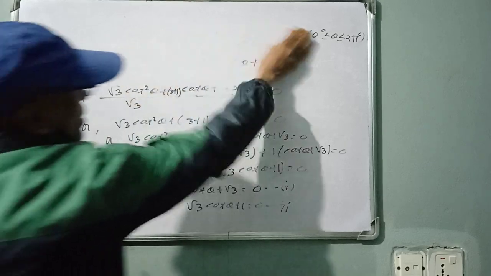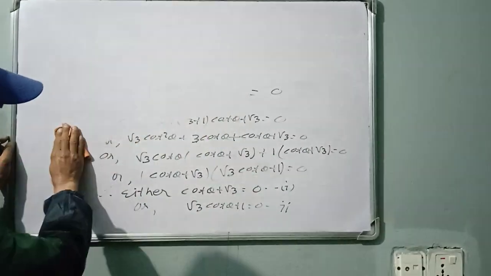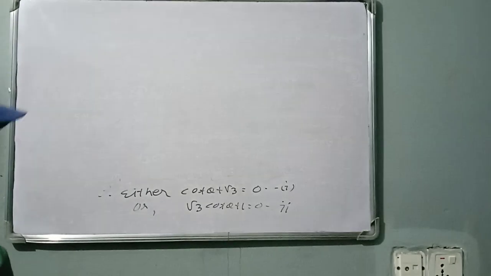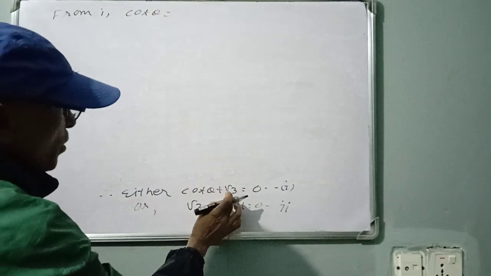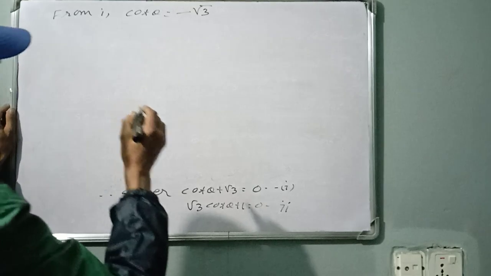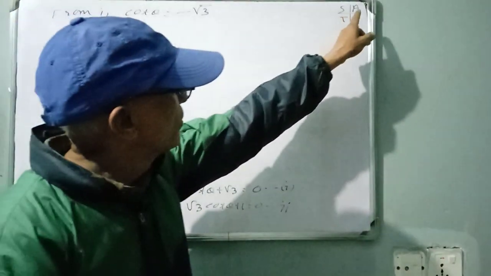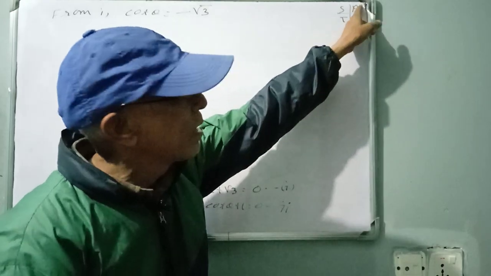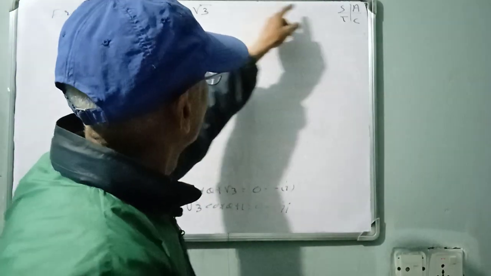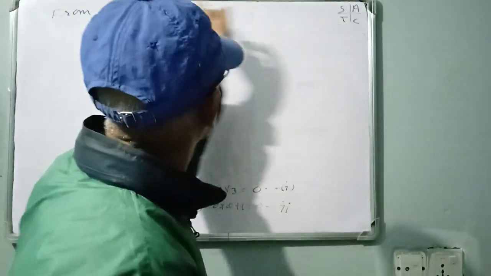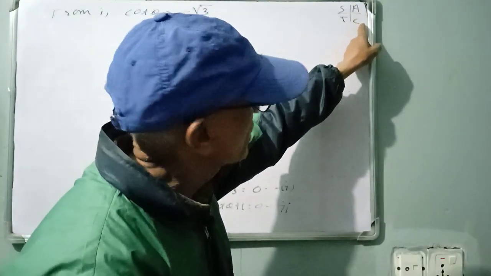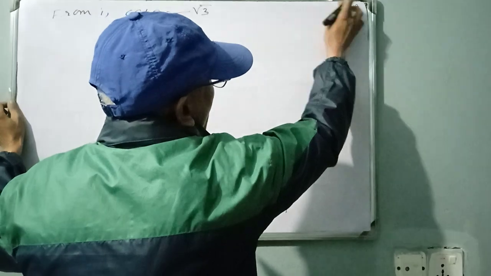Now take equation 1 and equation 2. From equation 1, cot theta plus root 3: without wasting time, transfer plus root 3 to the RHS as minus root 3. Cot theta equal minus root 3. Remember, cot is negative in the second and fourth quadrants. In the first quadrant all are positive; in the second quadrant cot is negative; in the third quadrant cot is positive; in the fourth quadrant cos and sec are positive, so cot is negative in the second and fourth.